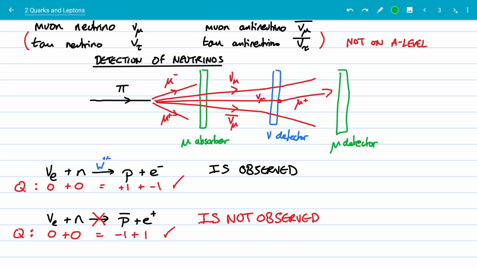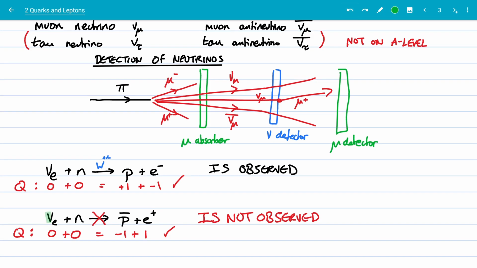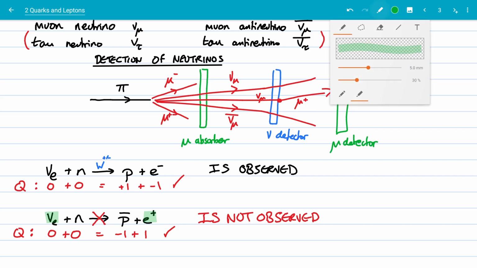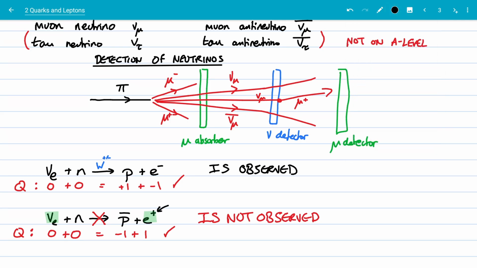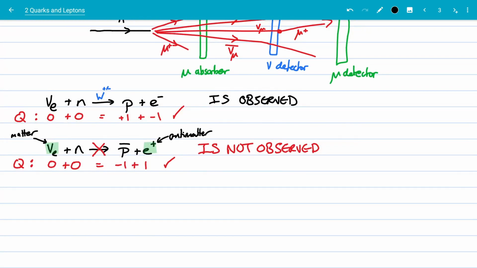If we just talk about leptons, which we are right now, then we've got a lepton, which is matter, changing into a lepton, which is antimatter. The positron is antimatter. And that's really why this doesn't work. You can't create antimatter from matter like this. This is antimatter. This is matter. Just like that. So we don't observe that happening.